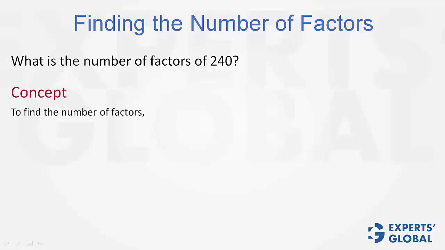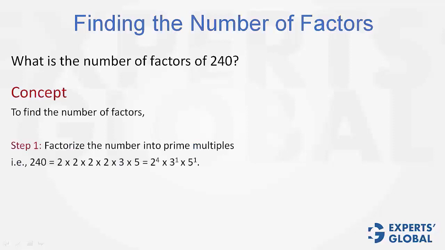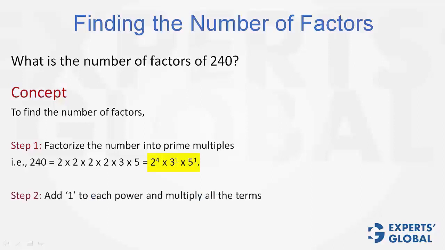The concept is, first of all, break the number into its prime factors. So factorize the number into prime numbers. 240: how you can do it quickly is first remove the 0. 0 can be replaced by 2 times 5. Then 24 is 2 to the power of 3 times 3 to the power of 1. So it opens into 2 to the power of 4 times 3 to the power of 1 times 5 to the power of 1. Step 2 is to add 1 to each power and then multiply all the terms.